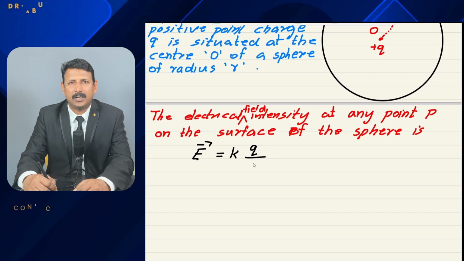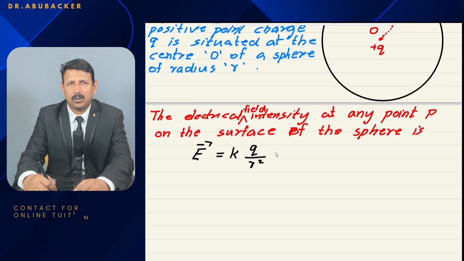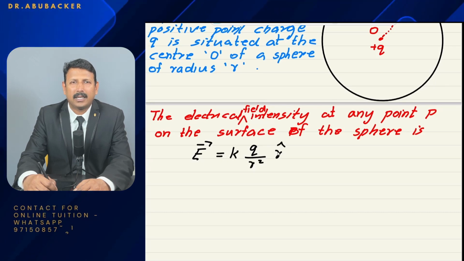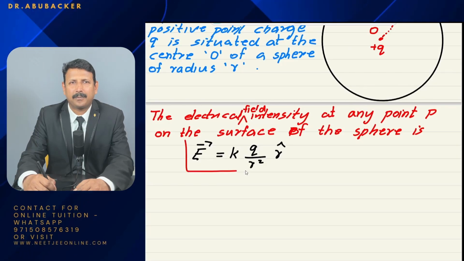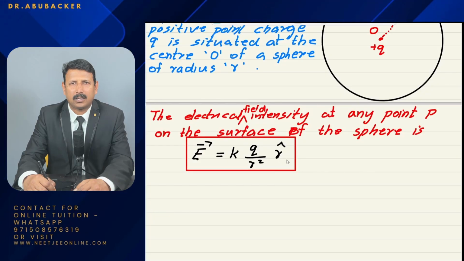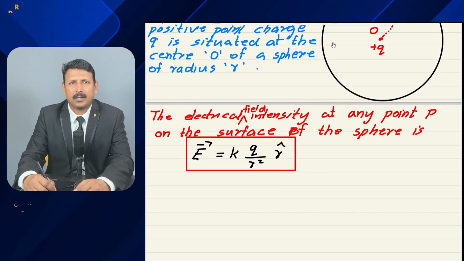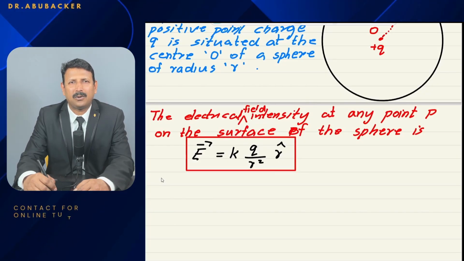When you write the electric field equation, you can write 1 by 4 pi epsilon 0 or K you can write. K Q by R square, unit vector R cap. Okay. So E is equal to K into Q by R square R cap. Electric field expression is ready now.